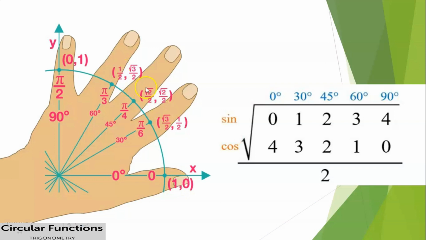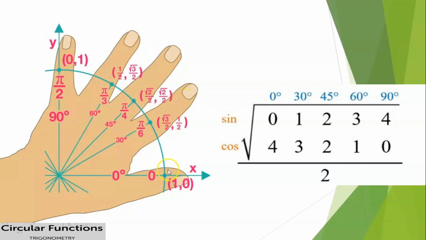Again, upper fingers represent cosine and lower fingers represent sine. So for the upper values, that would always be the square root of the number, always divided by 2. Let's take, for example, 30 degrees. For 30 degrees, our point of reference is the index finger. Above the index finger, there are 3 fingers, so that would be square root of 3 over 2, which is cosine 30.